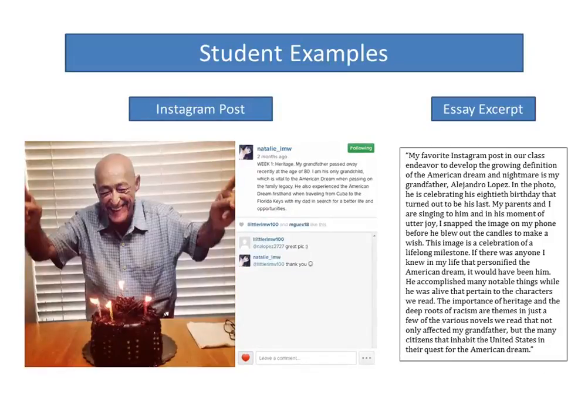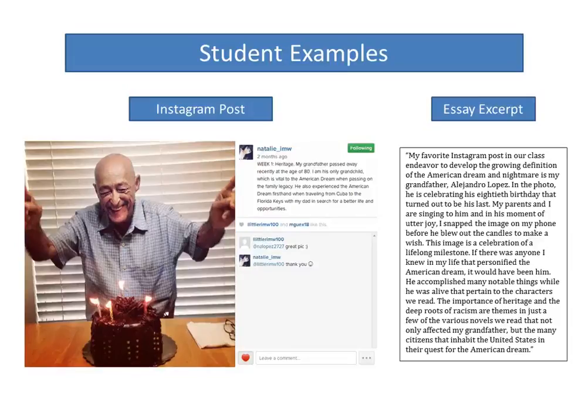This image shows a student's grandfather, a Cuban immigrant, celebrating his birthday. In her essay, the student writes, my favorite Instagram post in our class endeavor to develop the growing definition of the American dream and nightmare is my grandfather, Alejandro Lopez. In the photo, he is celebrating his 80th birthday that turned out to be his last. My parents and I are singing to him, and in this moment of utter joy, I snapped the image on my phone before he blew out the candles to make a wish.